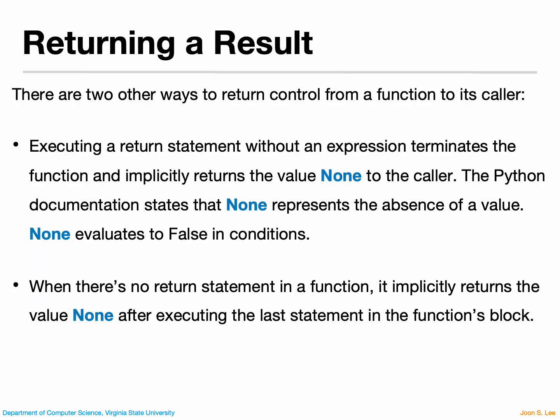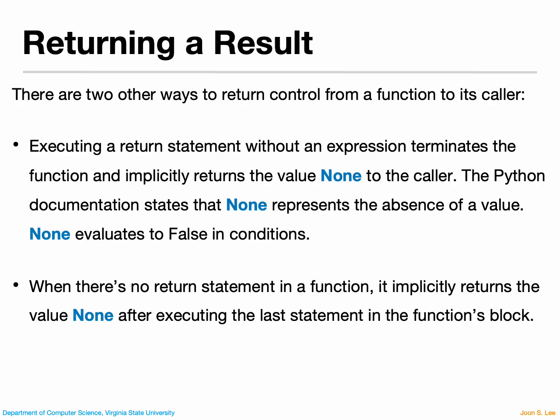So far, we've seen how a function can return a specific value using the return statement. But there are also cases where a function doesn't return anything useful. One way this happens is if we write a return statement without giving it an expression. That immediately ends the function and implicitly returns the special value None. In Python, None represents the absence of a value. You can think of it as Python's way of saying, there's nothing here. Also, None evaluates to False in conditions.